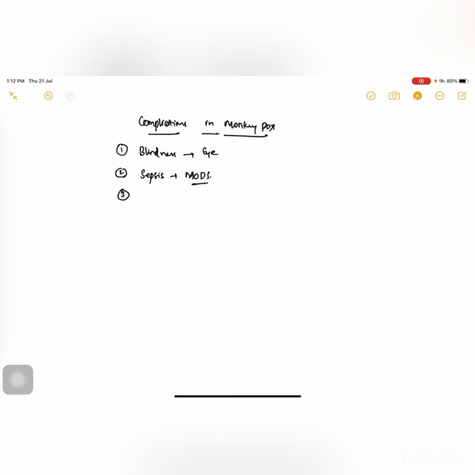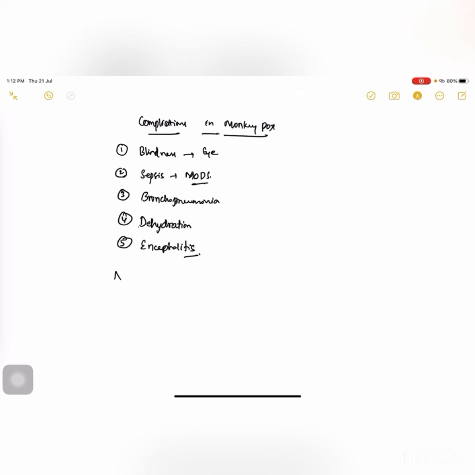The third complication is bronchopneumonia. The fourth complication is dehydration. The last complication is encephalitis. So these are all the major complications seen with the monkeypox infection.